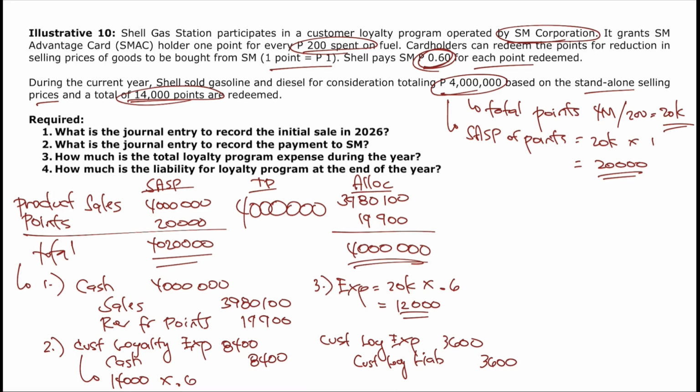So, requirement number 4, how much is the liability for loyalty program at the end of the year? Our final answer now will be equal to 3,600. So, that's the accounting for customer loyalty programs.